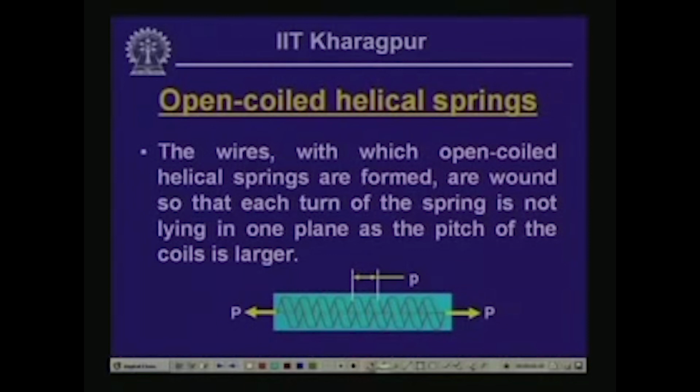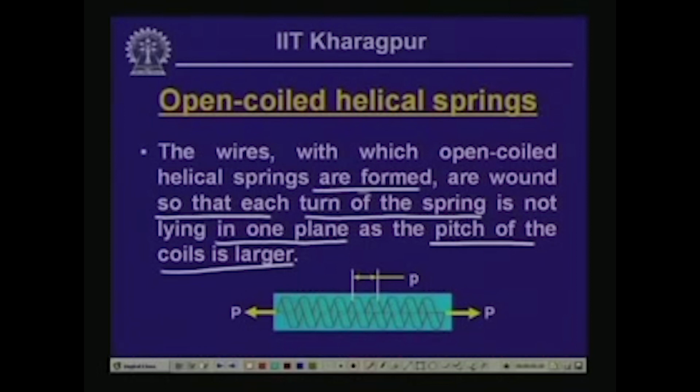Thereby we define the open coil helical spring as the wires with which open coil helical springs are formed are wound so that each turn of the spring is not lying in one plane, as the pitch of the coils is larger. As you can see over here, the pitch is the distance between these two helix. Now, this we have defined as small p.